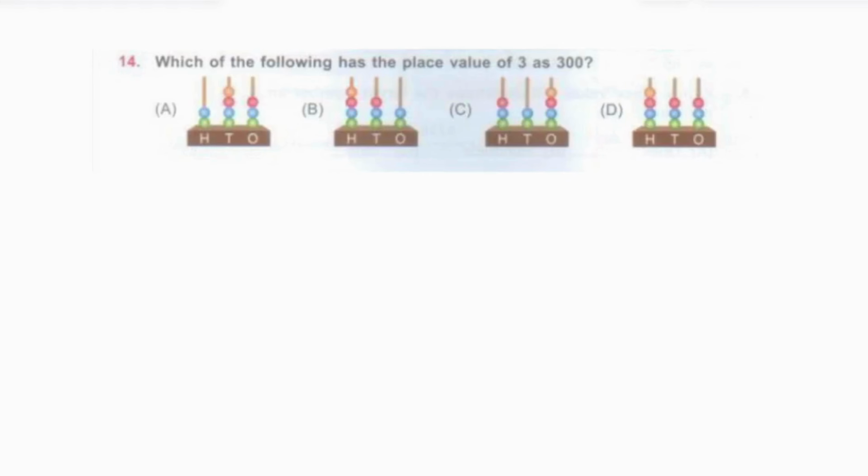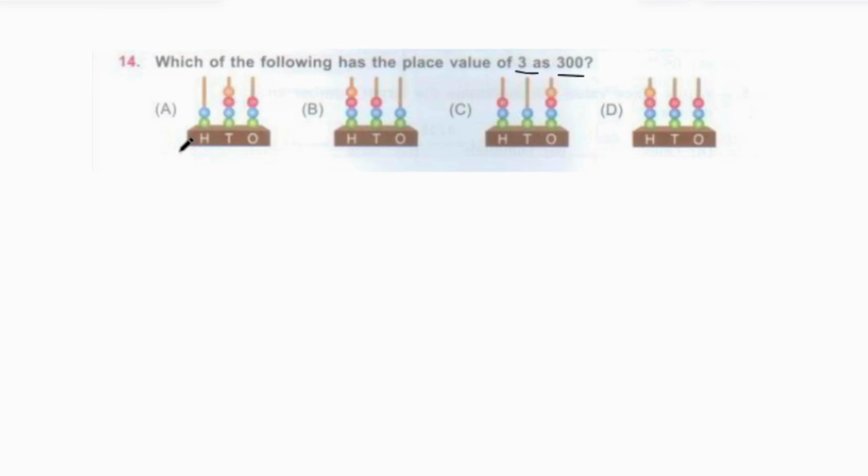Now let's look at question number 14, which is which of the following has the place value of 3 as 300? When you see the question, you must understand that the value should be 3 as 300. So it should be in the hundreds position, right? Now, among the options, we will concentrate only on the value of beads at the hundreds position and ignore the value of tens and ones because they make no relevance to our question.